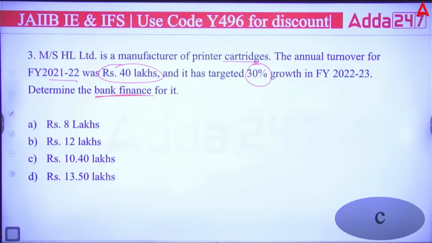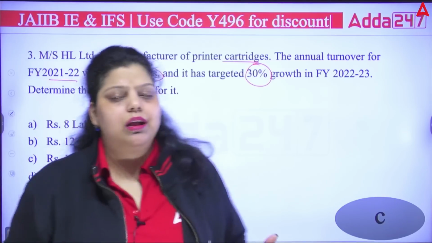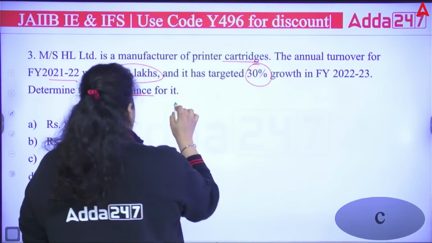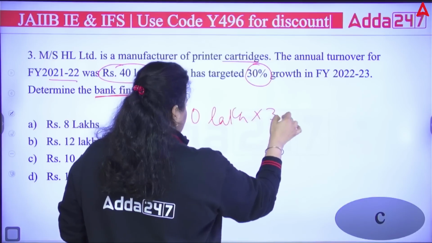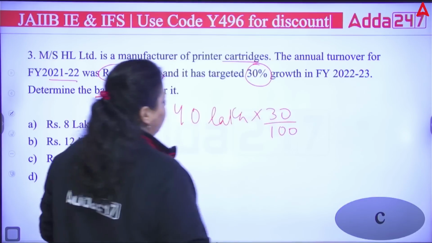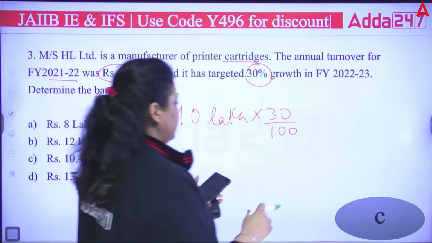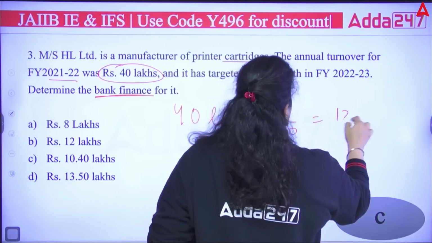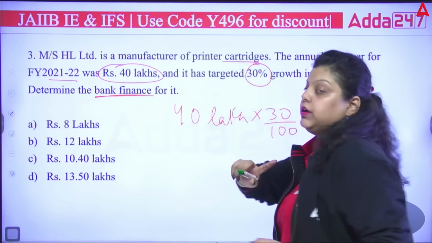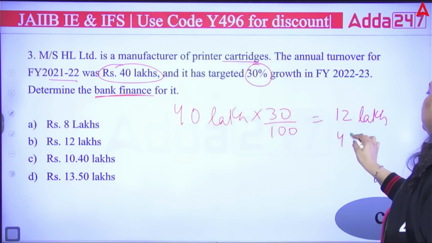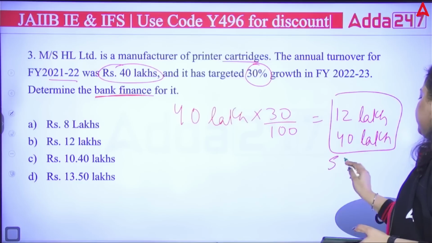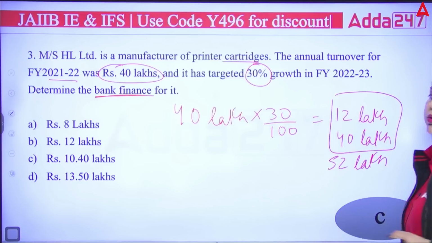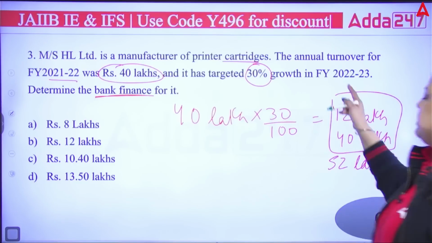So if we talk about the 30% more target we have taken, we have to first calculate the actual value of your targeted annual turnover. So 30% of 40 lakhs will be around 12 lakh. And what will be your new turnover? New turnover will be 12 lakh plus 40 lakh. So your new turnover will be 52 lakh, the amount of new turnover for which year? For 22-23.